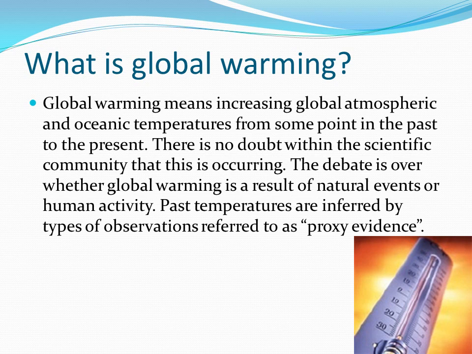Okay, so let's define global warming. Global warming means increasing global atmospheric and oceanic temperatures from some point in the past to the present. Okay, these are just recorded temperatures. There's no doubt within the scientific community that this is occurring. The debate is over whether global warming is a result of natural events or a result of human activity. Past temperatures are inferred by types of observations referred to as proxy evidence. So we're going to go through a whole bunch of different proxy evidence so you can see just what they're talking about when they're talking about global warming.